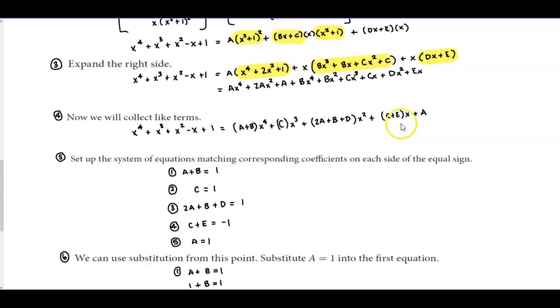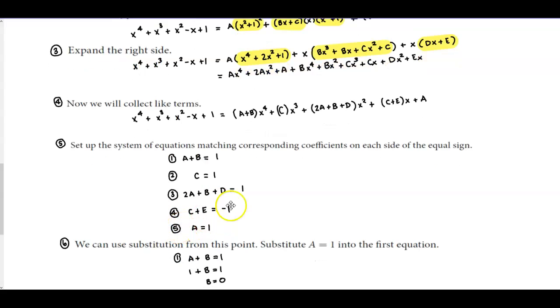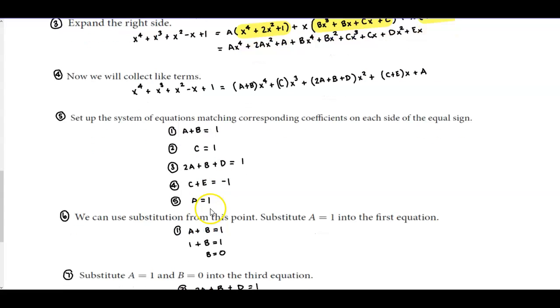And then the x term, we have c plus e. It's going to equal the coefficient of x, which is -1, so that creates equation number 4. Equation number 5, we have the constant, which is a, and it's going to equal the constant on the left side, which is 1. So what we've noticed here is that we've already been able to at least solve for equations 2 and 5. So c is equal to 1 and a is equal to 1.